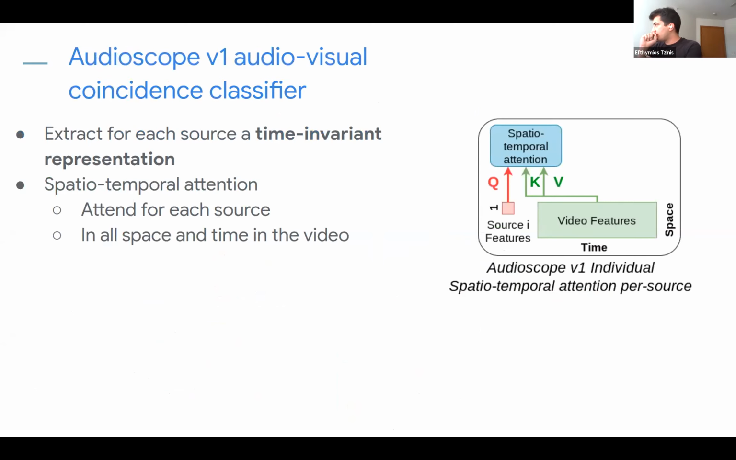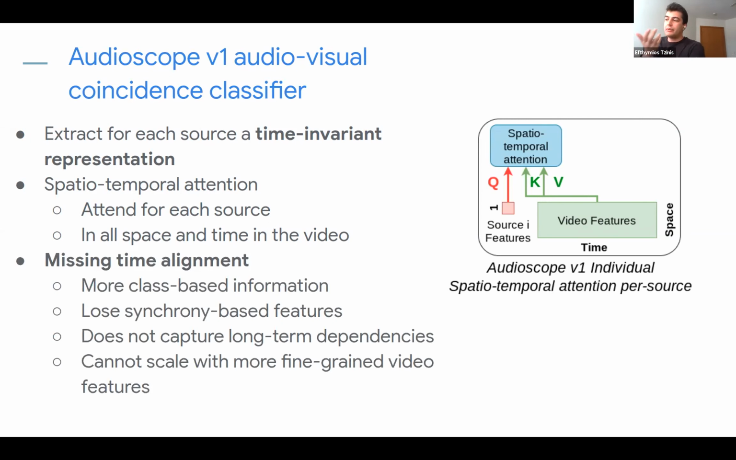And as John said before, the Audioscope V1 had a quite simple architecture. So we extracted for each estimated source a time-invariant audio representation, and we used the spatiotemporal attention where we were attending, for each source, at all spatiotemporal locations in the video. However, by doing so, we lost some synchrony-based features that we could have extracted, and the information was more class-based, and this model couldn't actually capture trends and characteristics between the audiovisual features.